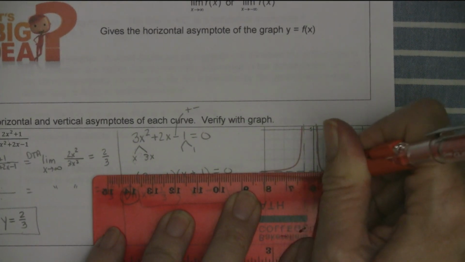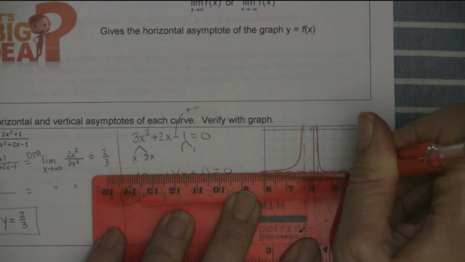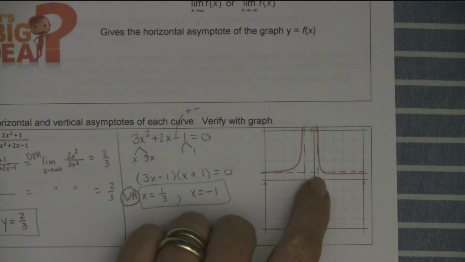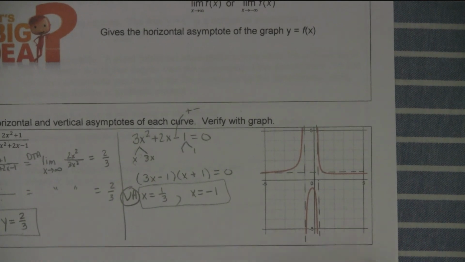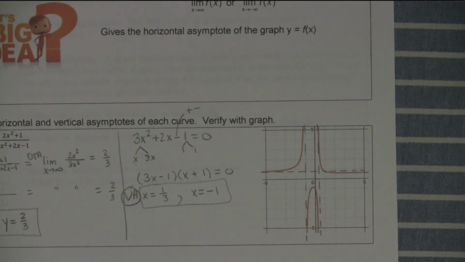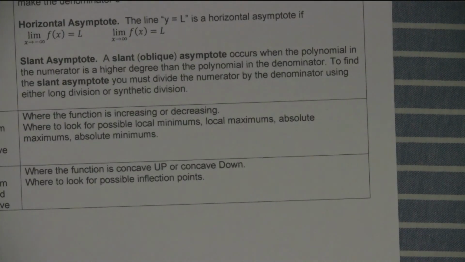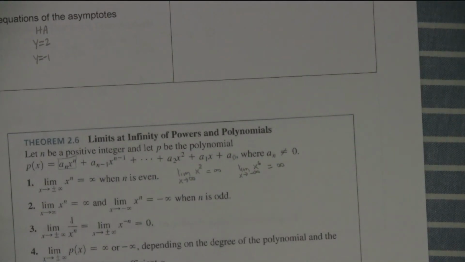And don't forget that the graph might cross the horizontal asymptote, and it does cross it right there. So pretty good. I did a pretty good job at drawing it on there. Okay, I'm going to give myself an A+ on that. Oh, hot diggity dog. Okay, that's 3.4.